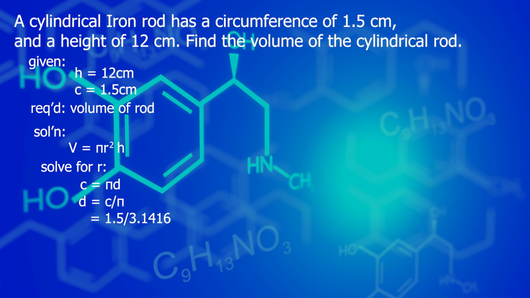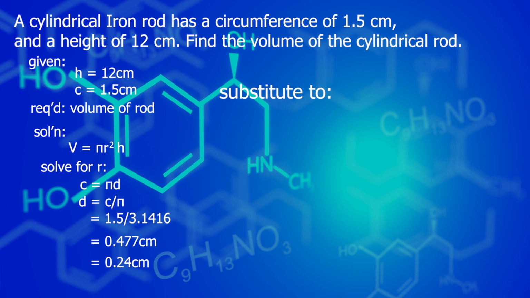Substitute the circumference of the metal rod, which is 1.5, divided by the value of pi, which is 3.1416. So the diameter measures 0.477 centimeters. Now, radius is half that of the diameter, so divide 0.477 by 2. So the radius is 0.24 centimeters.